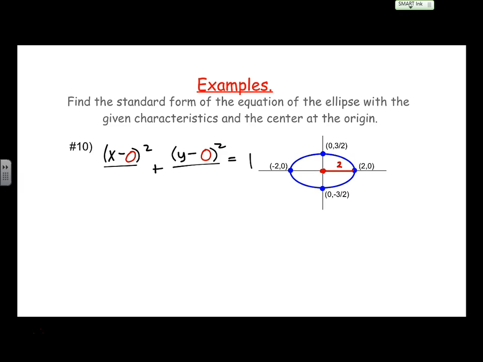So even though we talked about major and minor, even though it's kind of important if they ask you questions about major and minor or vertices, just think horizontal one's going to go, the horizontal radius is going to go underneath the x term, so what's going to go underneath the y term? Yeah, the vertical one.